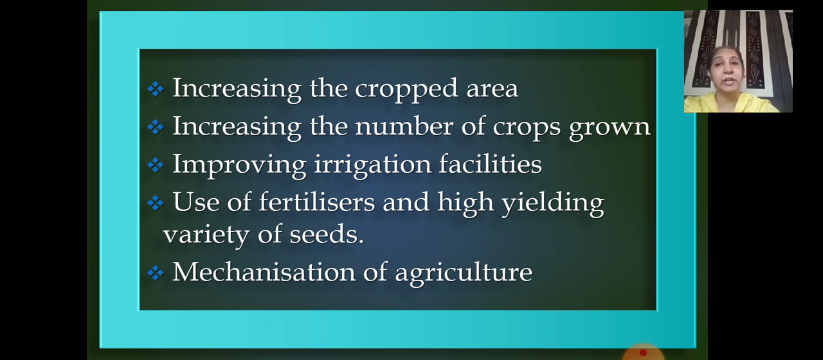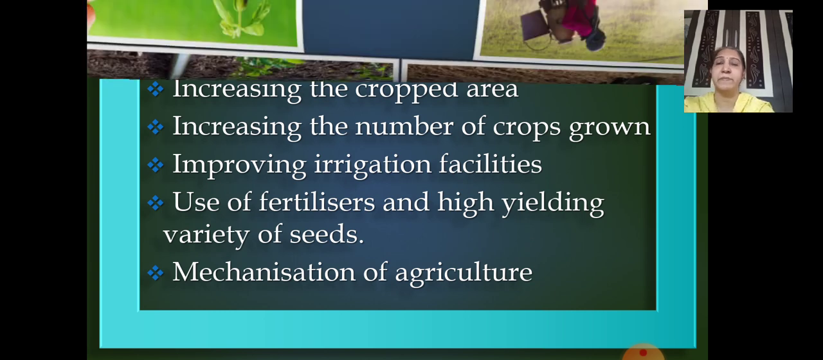Well, the cropped area should be increased, the number of crops that are grown should be increased, and the irrigation facilities should be improved, along with the use of fertilizers and high yielding varieties of seeds. Another one is mechanization of agriculture. That is also an important aspect of agricultural development. But what is the ultimate aim of agricultural development?